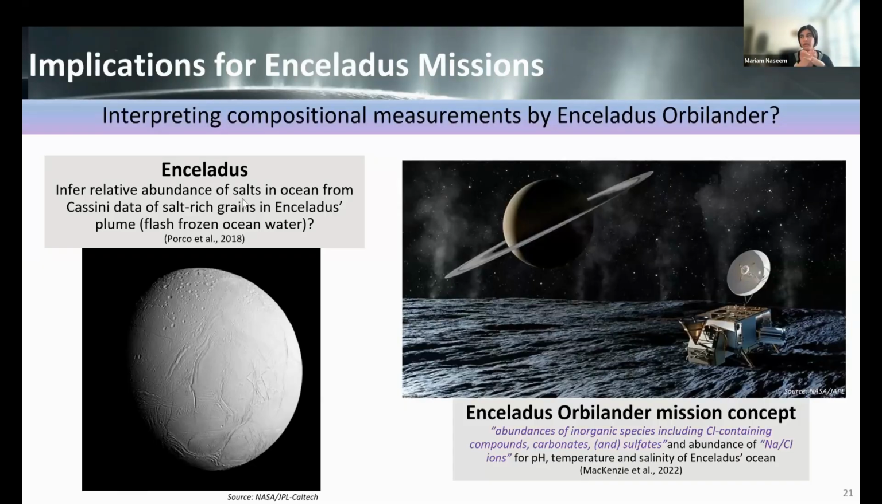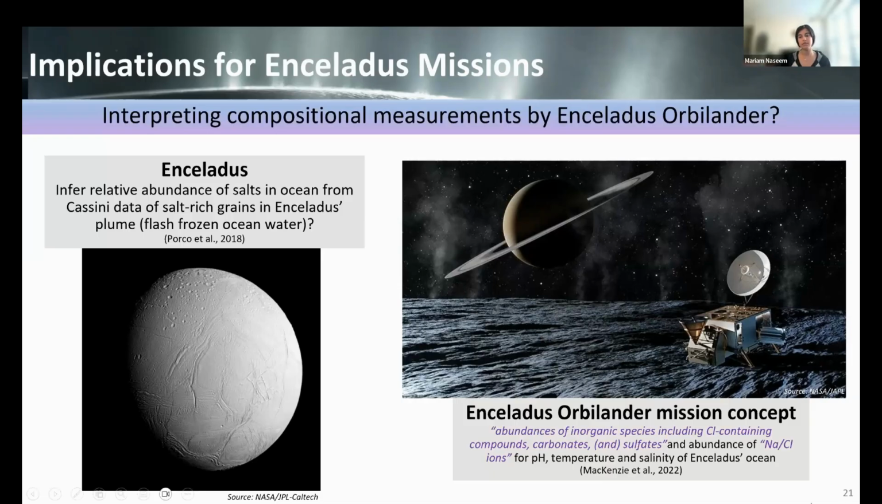Enceladus Orbilander is a mission concept. It was one of the top mission concepts recommended in the recent Planetary Science and Astrobiology Decadal Survey. This mission would plan to orbit Enceladus as well as land on its surface. One of its key science objectives is also thinking about the abundances of inorganic species, like the chloride and carbonate species that we're testing in the lab.